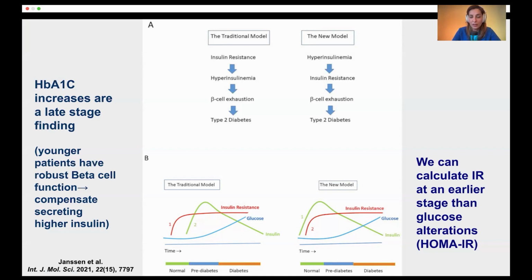The new model is actually that it's not so much that insulin resistance is the first problem, it's that increased insulin, hyperinsulinemia, is the first step. So you're eating all this food and you're getting super increased insulin production and release, which is normal because if you're getting a lot of sugar in, you need insulin.